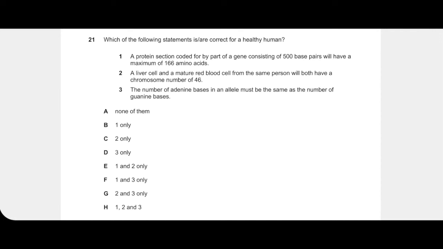Statement number 2, liver cells and red blood cells are not the same. Liver cells do have a nucleus, they do have chromosomes, whereas a red blood cell doesn't. So it won't have 46 chromosomes. So 2 is incorrect. 3, the number of adenine bases is the same as the number of thymine bases, and the number of guanine bases is the same as the number of cytosine bases. So therefore, the answer to this question is B.